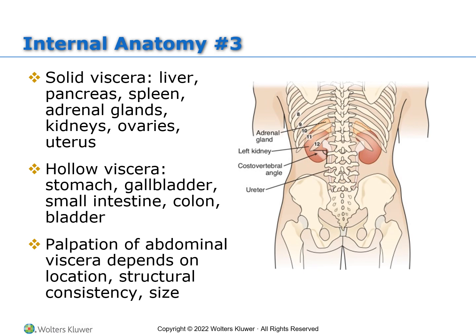So this slide represents, and once again just breaks it down for you. The solid viscera are going to be that liver, pancreas, spleen, adrenal glands, kidneys, ovaries, and uterus. The hollow viscera is going to be the stomach, the gallbladder, the small intestine, the colon, and the bladder. So palpation of the abdominal viscera would depend on the location, the structural consistency, and the size. So some of these items you may be able to palpate, but not necessarily all of them.